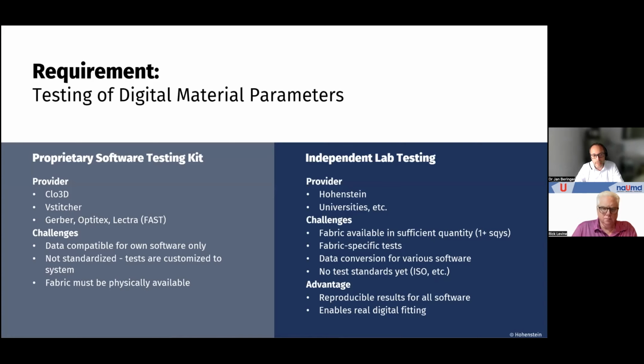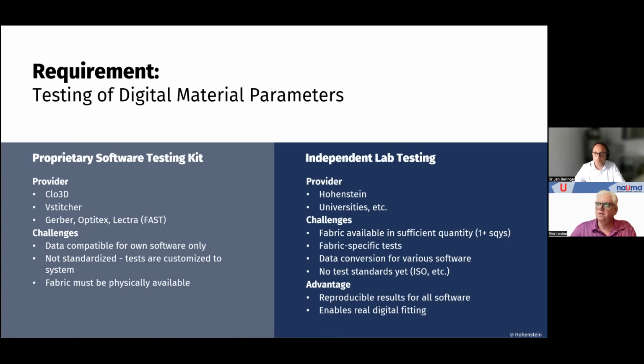The challenge is that the testing device for Clo, for example, only produces data for the Clo software, which is of course by intention, and the other ones also. So currently there is no standardization behind it. If you're using one system, you cannot use it for the other system because it will generate different data. And the fabric needs to be physically available. You need a fabric swatch that you put into a device, which processes the fabric, bending, stretching, and whatever, and then some digital parameters are generated that you can directly import into your software system.